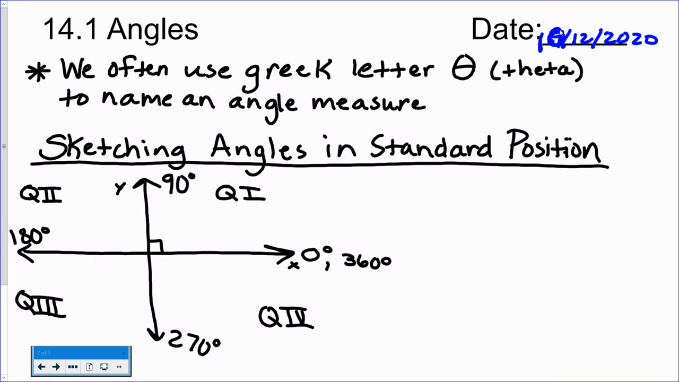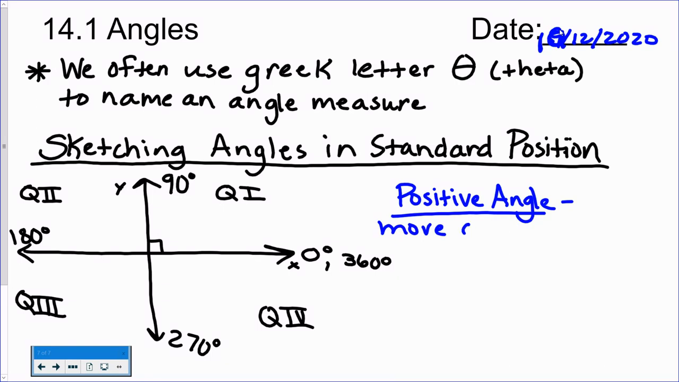Okay, so we can have a positive angle. All right, that means we will move counterclockwise. All right, so this is our starting position here. And then if I move in that direction, that would be the positive direction going counterclockwise around.